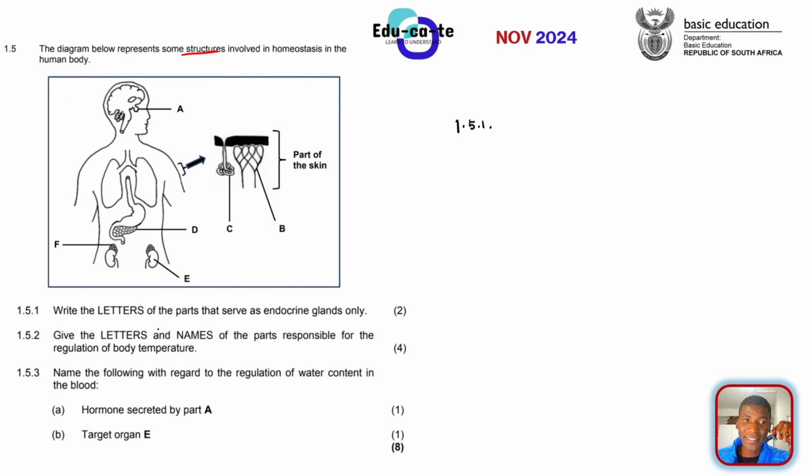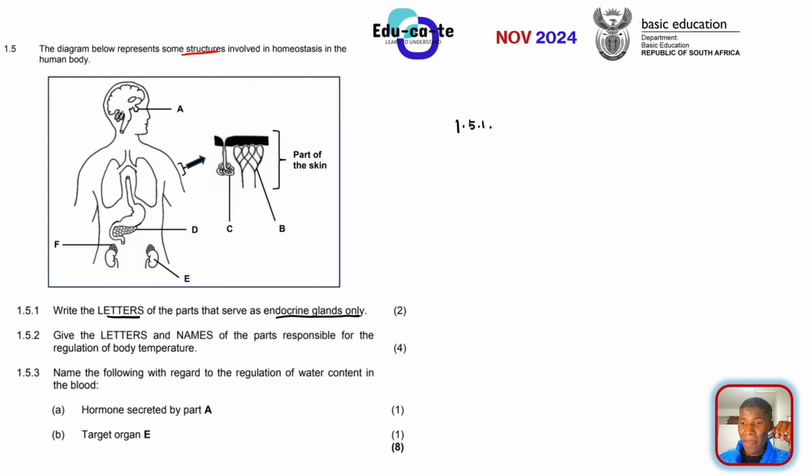and collect more marks. All right, 1.5.1, write the letters of the parts that serve as endocrine glands only. Remember, the endocrine glands are the glands that release hormones. So basically, for us to classify endocrine glands, we look at two things. An endocrine gland must be able to release a hormone, and it must make sure that that hormone is being released into the blood. That's why we say it's an endocrine gland, so into the blood.